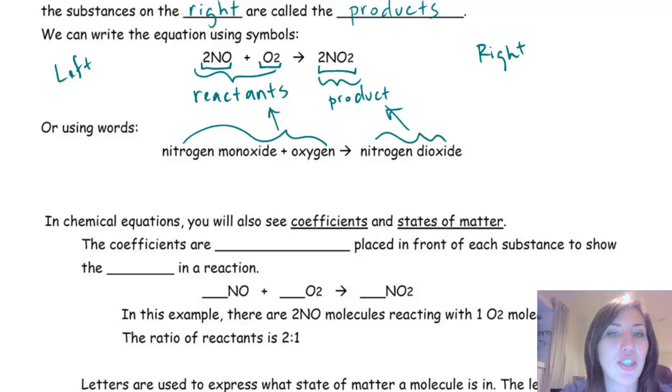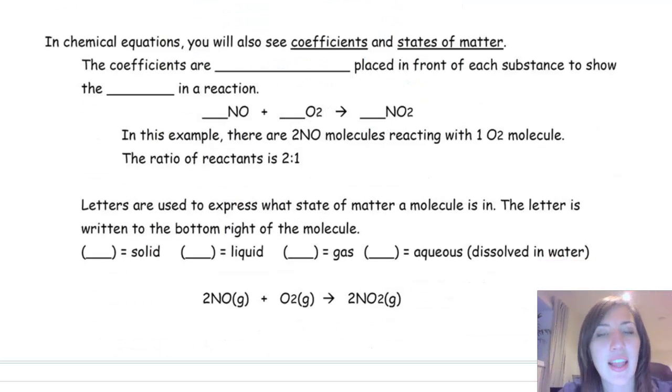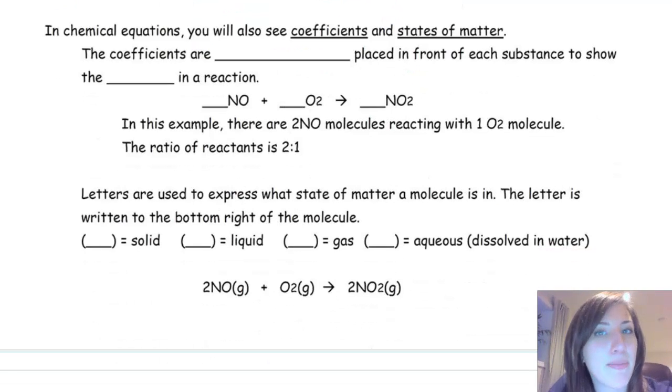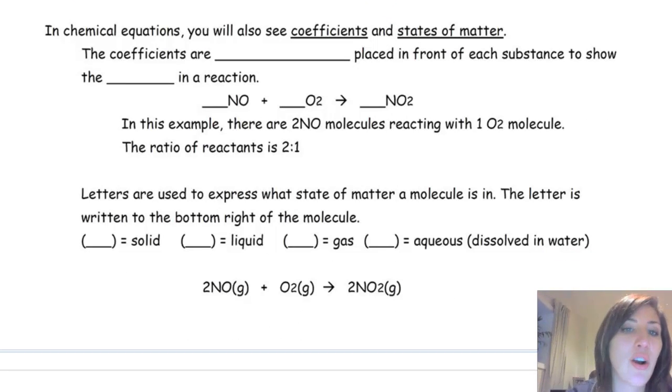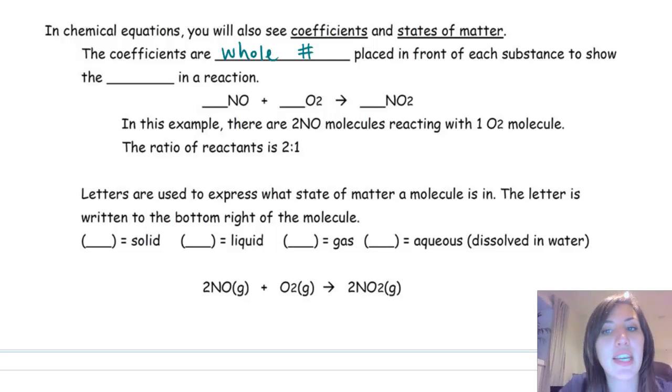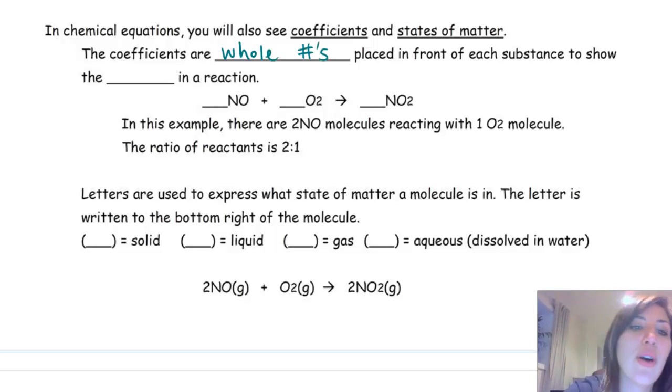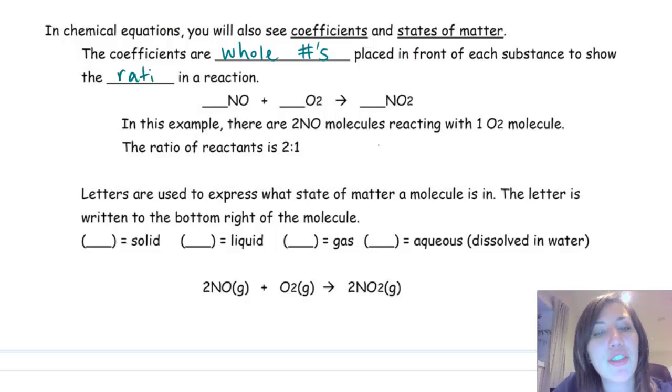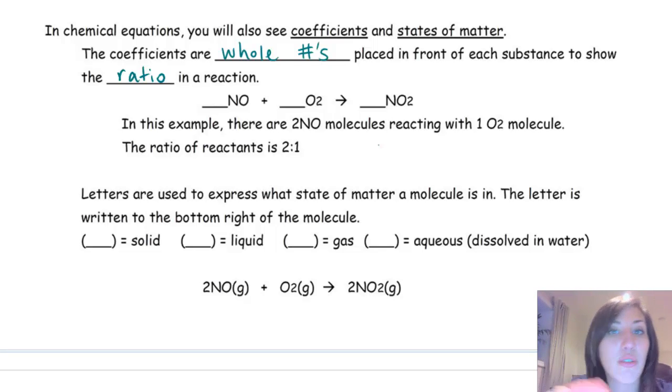In chemical equations, you're also going to see other things like coefficients and the states of matter. So the coefficients are whole numbers. I'm just going to write the number sign, whole numbers, placed in front of each substance in order to show the ratio in a reaction. So similar to our ionic bonding, the subscripts just show the ratio of one compared to another. That's the same thing with these coefficients. They just show how many of one versus how many in another.